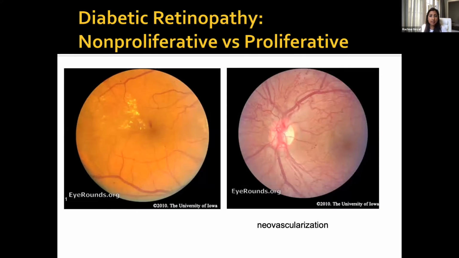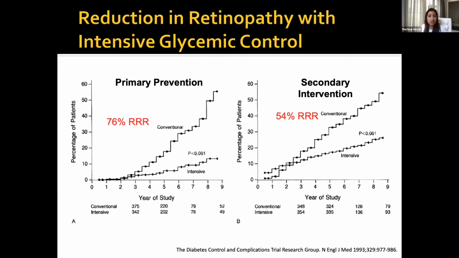When you look at images for both of them, on the left is non-proliferative and on the right is proliferative. As you can see on the right, you basically have neovascularization, where you have an increased amount of blood vessel growth. I would know what those look like when you're studying for the boards. We also already talked about this, but there's a 76% relative risk reduction if you control these patients, especially early on.